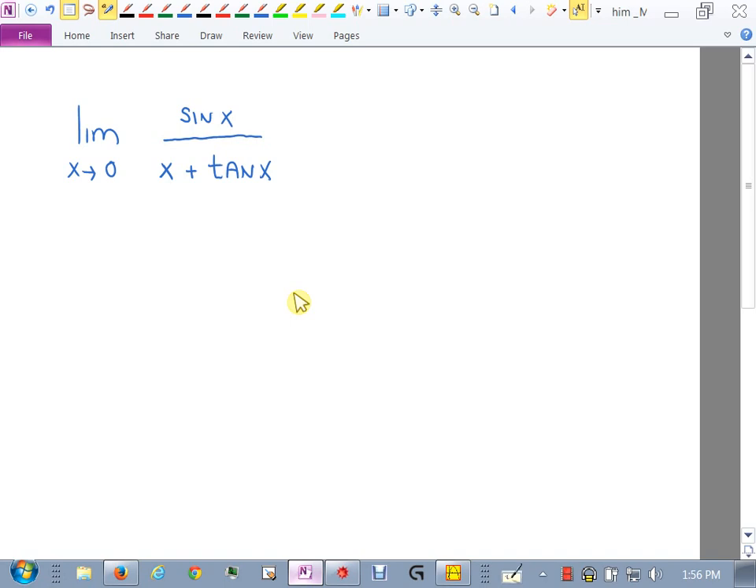All right, this is a tough problem. As x goes to 0, what does the top go to? Sine of 0 is 0. Bottom, 0 plus tangent of 0 is 0. So you kind of got to know what all those are before you can do this. And that gives you 0 over 0, which is something we're going to have to work with.